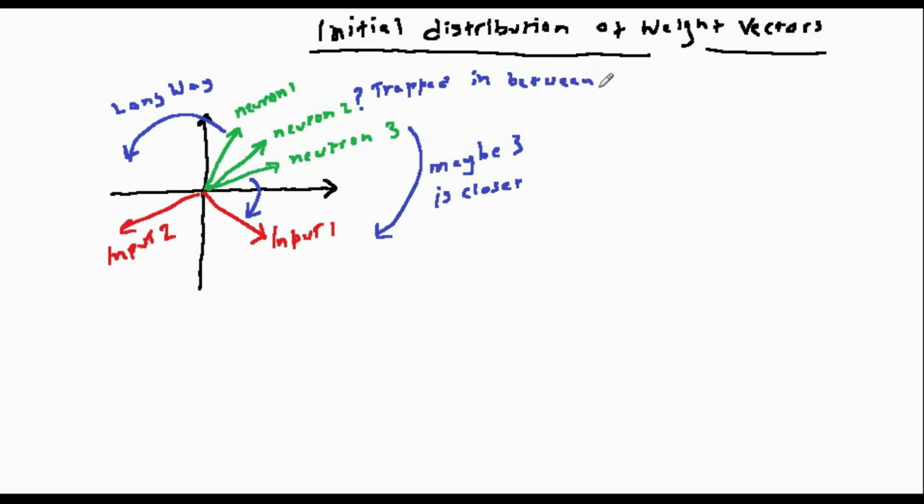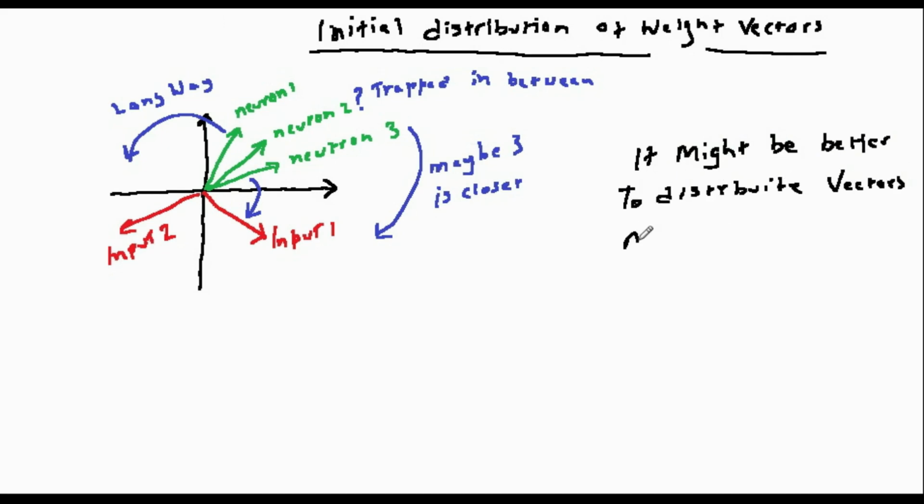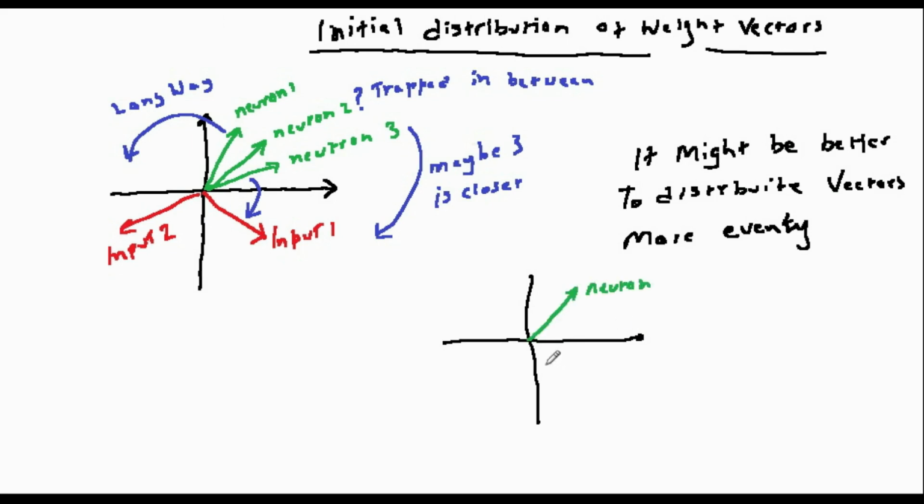So you can probably see that you might be better off distributing the neuron vectors evenly as shown on the diagram on the screen. Although I haven't seen any particular evidence that this is a more effective strategy than choosing the vectors randomly, you can probably imagine that it could be. And you could also combine both approaches by having some neurons chosen at random and others evenly distributed.